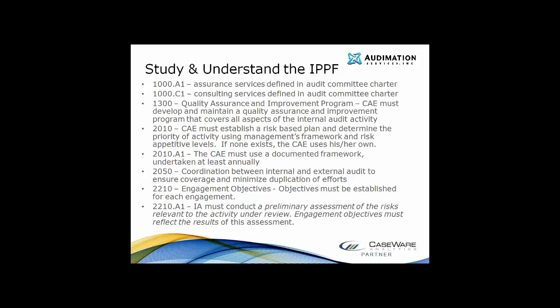So engagement objectives. Objectives must be established for each engagement. 2210.A1 further defines that the internal audit must conduct a preliminary assessment of the risks relevant to the activity under review. Furthermore, engagement objectives must reflect the results of this assessment. So this plants the seed that in, say, annual audit function planning sessions, internal auditors should be starting to think about a deeper dive into the processes and even a deeper dive into the data that's being used in those processes. So let's finish these up.